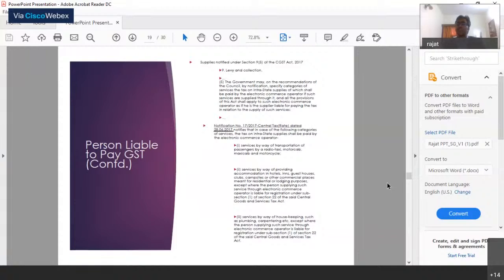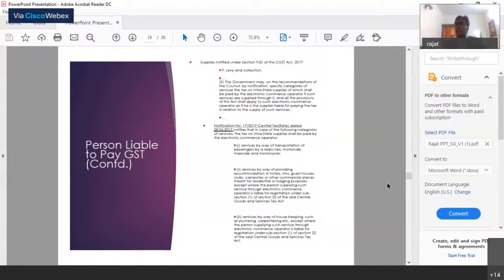The second reason is obviously that some of these drivers have a turnover below the threshold of 20 lakh rupees. Therefore, the revenue augmentation by taxing and tapping these services through the aggregators is also one of the reasons why Uber and Ola are made to pay tax.